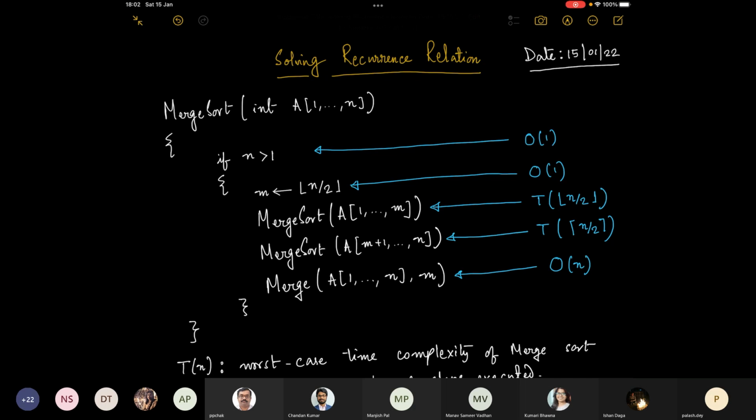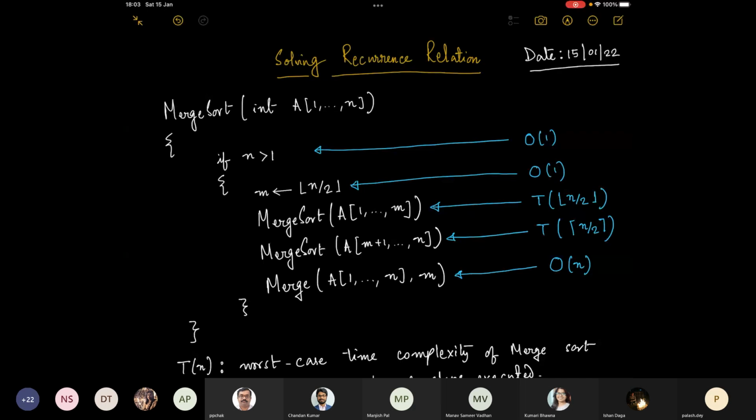So the algorithm itself is recursive, and when you try to analyze the time complexity of the algorithm, it is not a surprise that we will have a recursive equation that we need to solve. So just to motivate, for example, let's take the classical merge sort algorithm, and it takes an integer array as input, A[1..n].